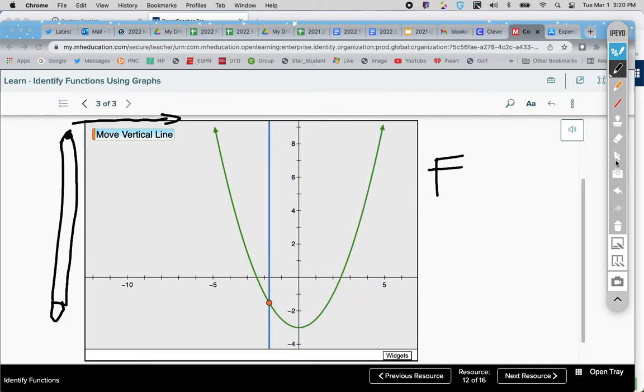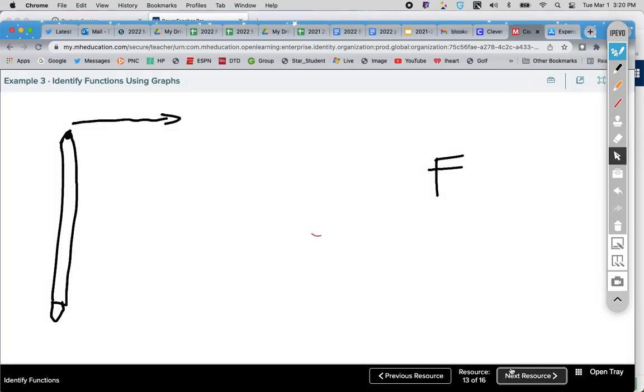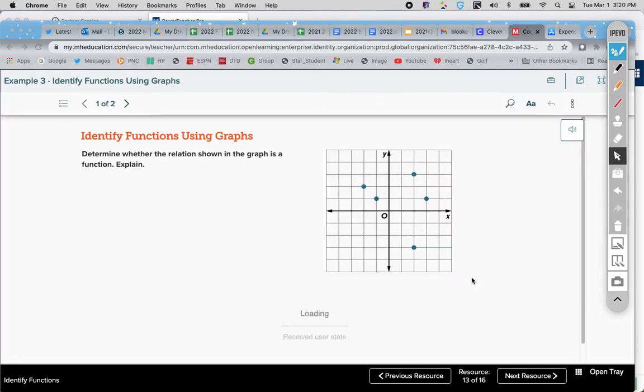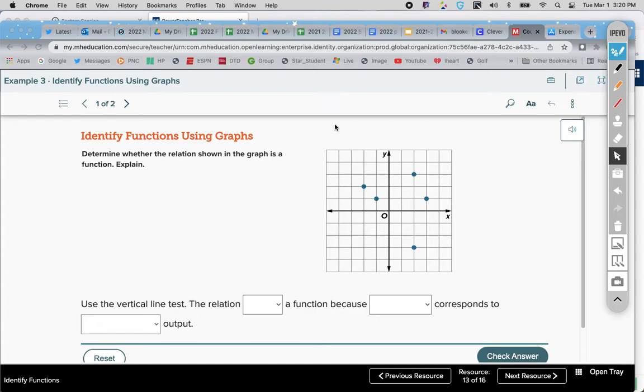All right, now what if I have dots instead of a line here? Let's take a look at the next type of problem, which is on the top of page 259. So now I have a bunch of dots. I want to know, are these dots a function? Well, the same thing applies. Take your pencil and start it on the left side. So here's my pencil. Move it left to right. See if it ever touches more than one dot.